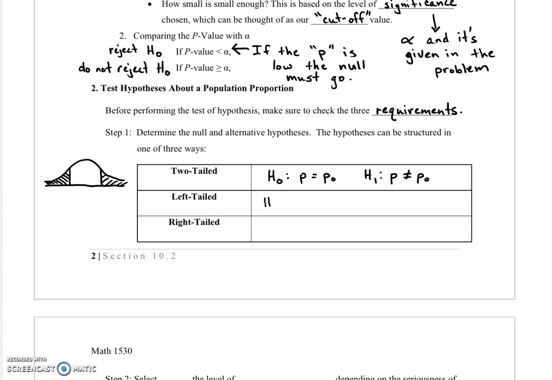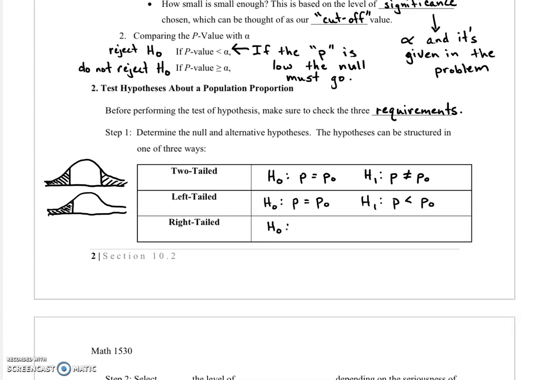If we have our null hypothesis is P equals P0 and H1 is P is less than P0, then we have a left-tailed test. And so what that looks like is if we have our normal curve, we're looking at the area to the left to get our probability.